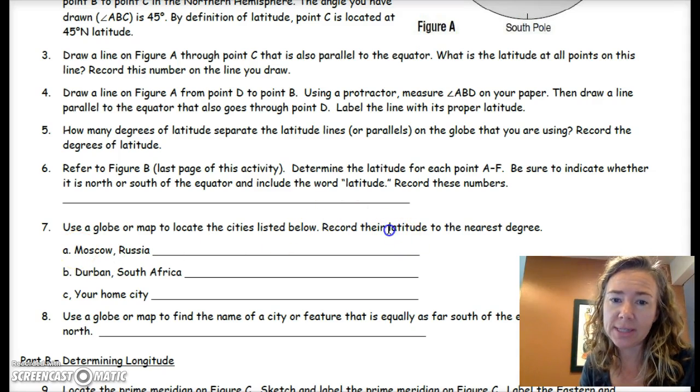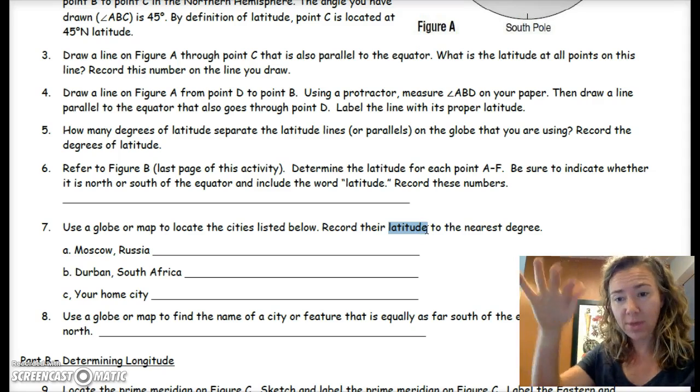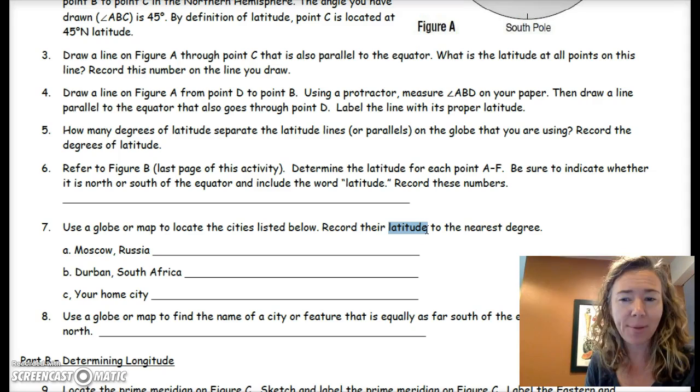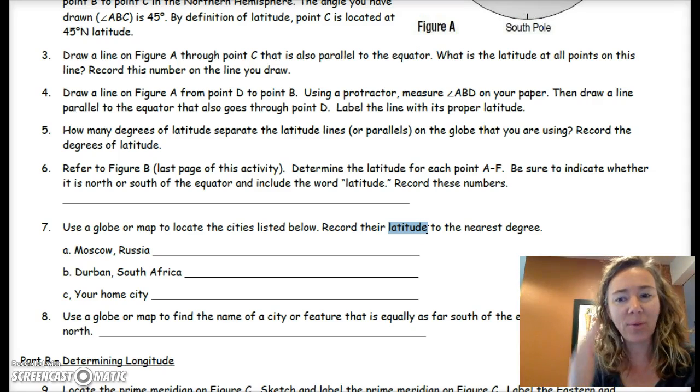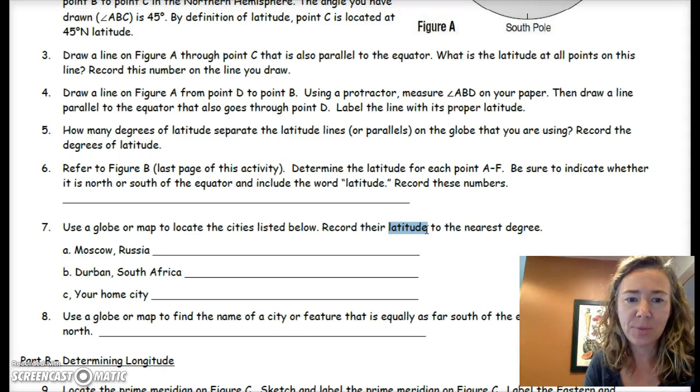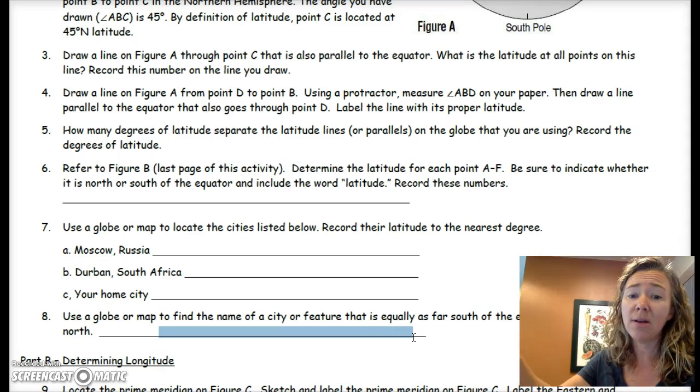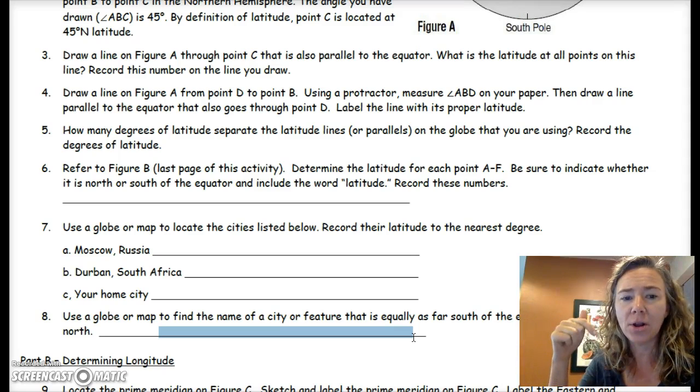Now, you only have to list the latitudes. So you're going to be talking about degrees north or south, right? If we were talking about the longitude, we would do east or west. Using a globe or map in question number 8, name a city that's really far south of the equator as far as we are north of the equator.